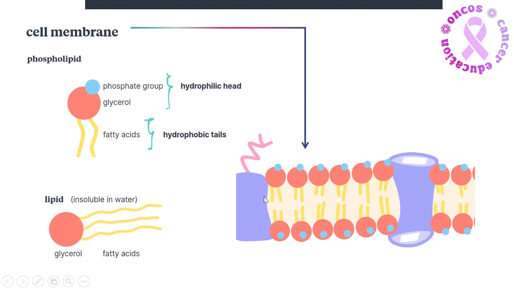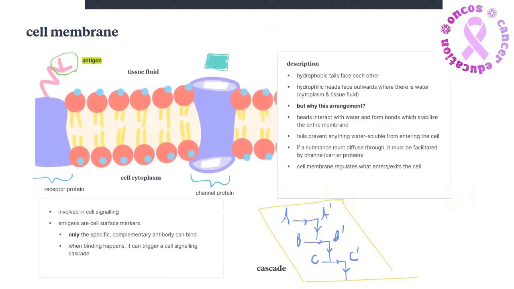And because the middle layer is solely of hydrophobic tails, it makes the cell membrane impermeable to anything that is water soluble, including water. And water has its own channel which it goes through, which is called aquaporin. So let's say on this side we have tissue fluid. On this side we have the cell cytoplasm.